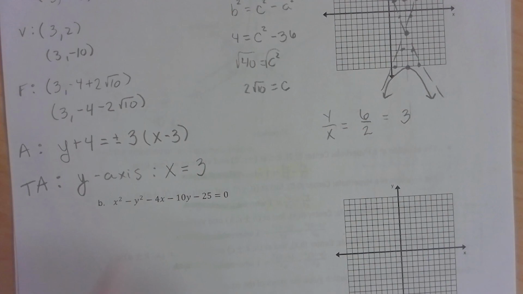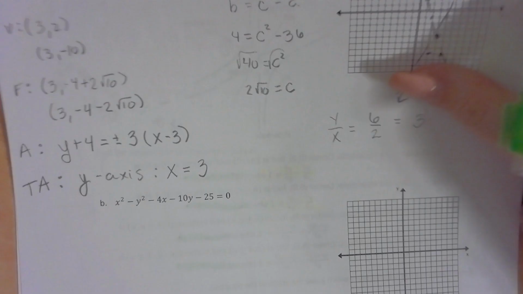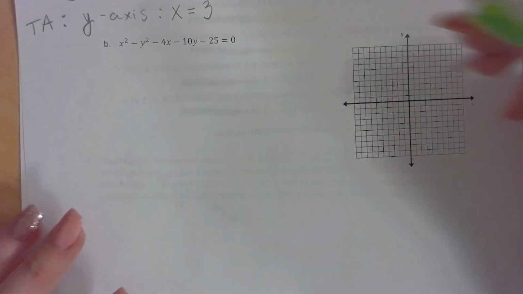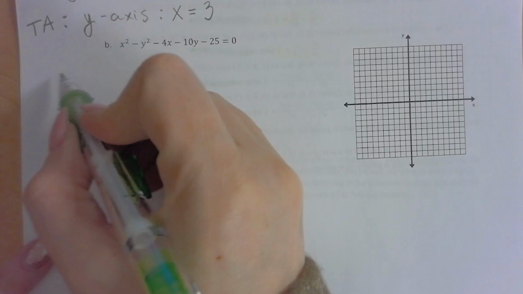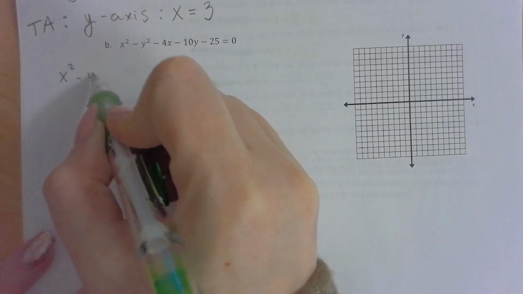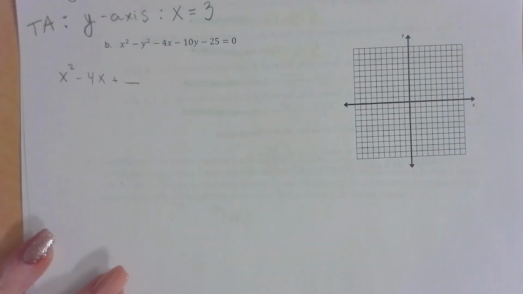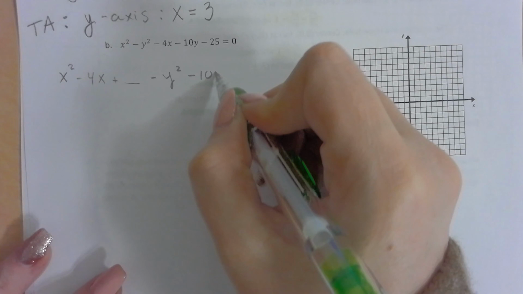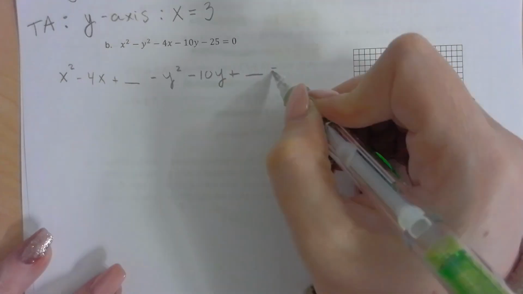So in B, we're going to have to complete the square before we can do everything that we did in 1. So we have x squared minus 4x. We're going to have to add a blank. Then we have y squared minus 10y. We're going to have to add a blank, equals positive 25, and then 2 blanks.